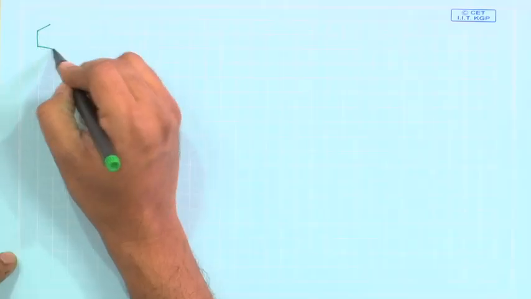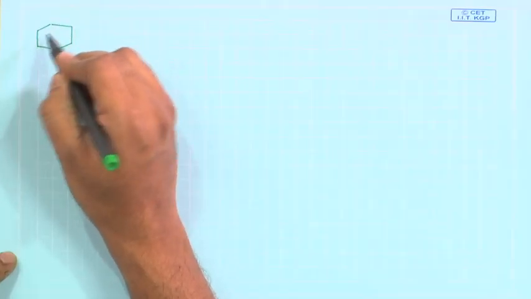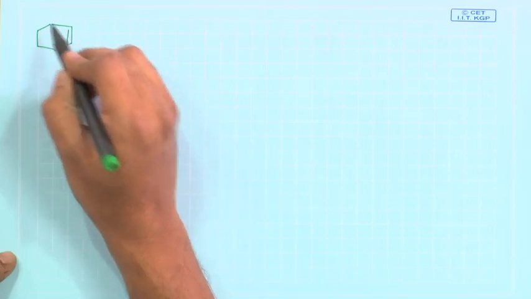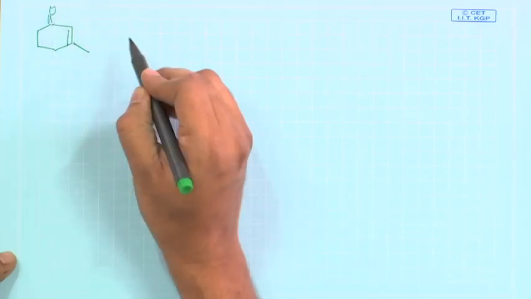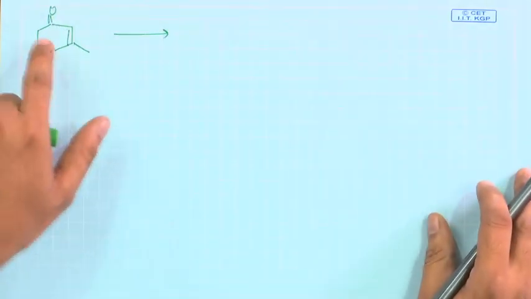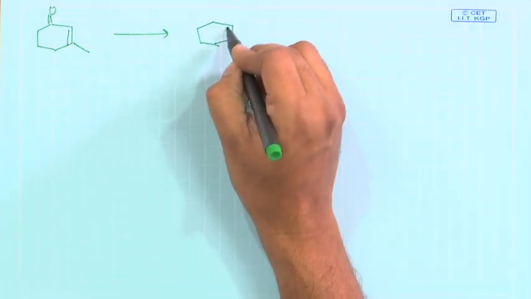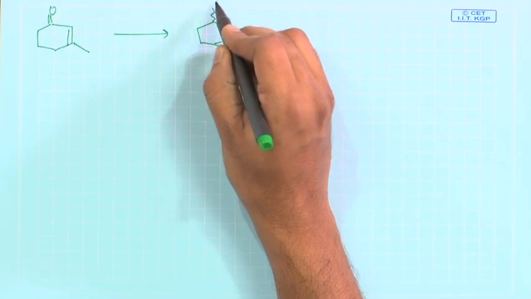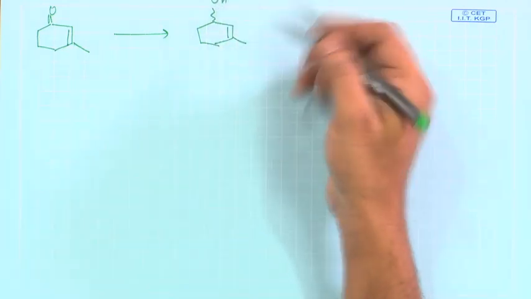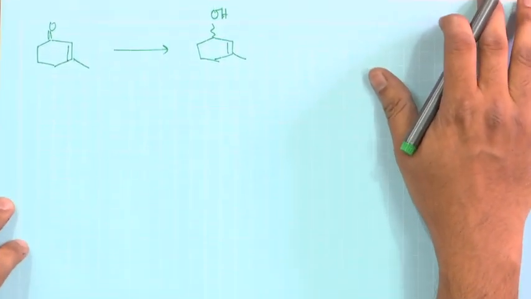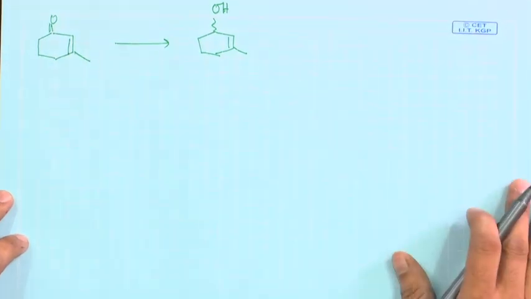Eventually, let's first start with the starting material. The starting material given to you is basically 3-methylcyclohexanone. Now, if you want to do a reduction, a conversion like this, it is required for your next synthetic step, the Johnson-Claisen rearrangement.